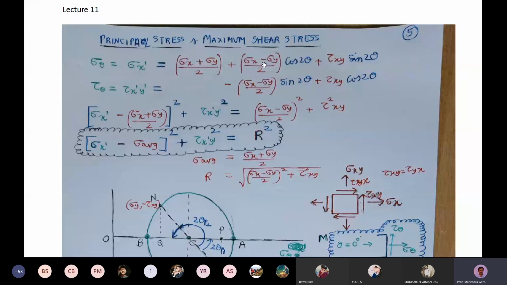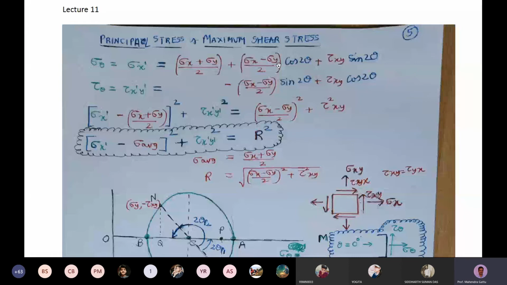What will happen? We'll have cos square 2 theta. This will be (a plus b) squared, so we'll have (sigma x minus sigma y) by 2 cos square 2 theta term here, and (sigma x minus sigma y) by 2 sin square 2 theta. We can add those terms and get (sigma x minus sigma y) by 2 whole square. Similarly tau xy square (sin square 2 theta plus cos square 2 theta) gives tau xy square. We'll have a plus 2ab term, and here a minus 2ab term, so those two will cancel out. We are left with only (sigma x minus sigma y) by 2 whole square plus tau xy square.